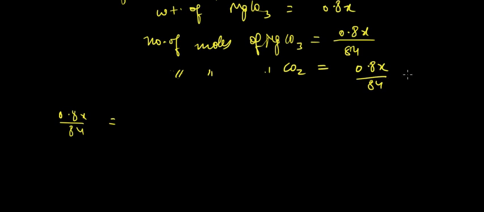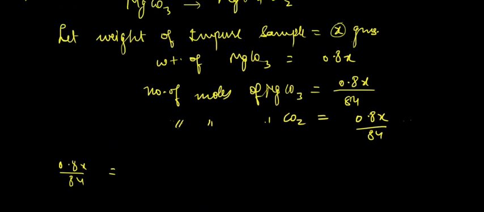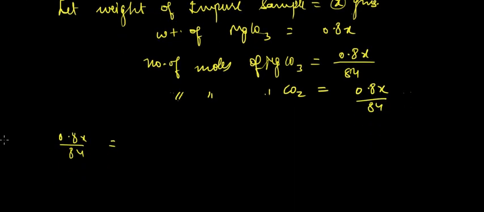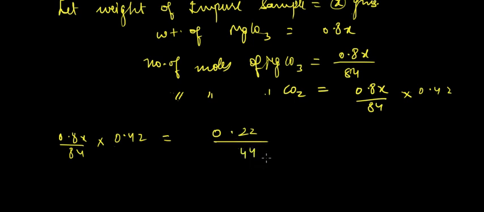Obviously the yield of the reaction is also given, so it has to be taken into account. We can see that the yield of the reaction is 42%, so with this we have to multiply 0.42. These are the total number of moles of CO2 produced, and that should be equal to the moles given, which is 0.22 grams of CO2 divided by 44.